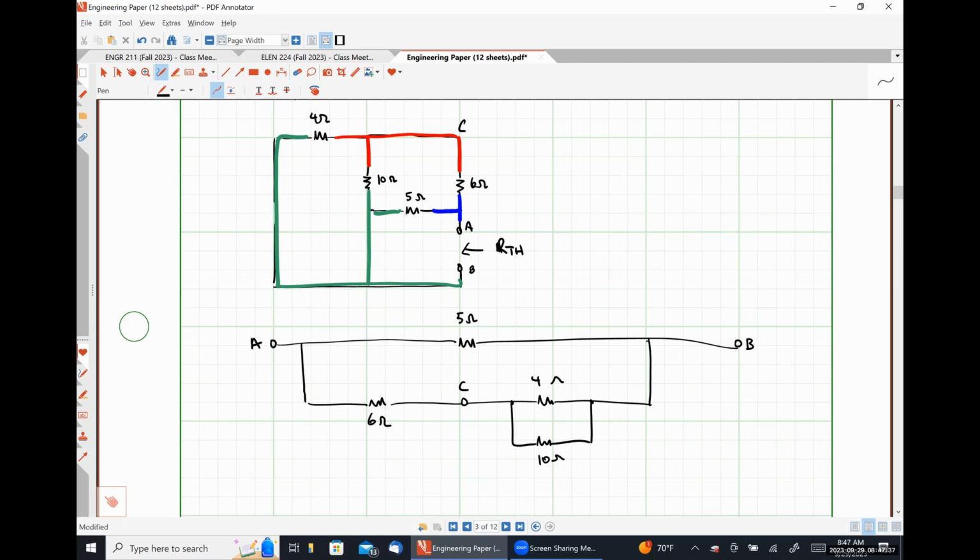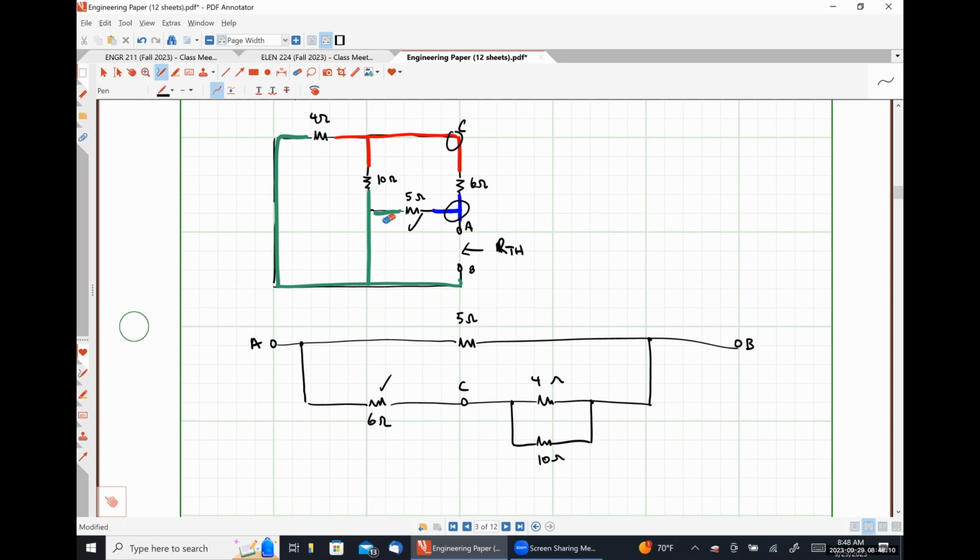So before we move along with this, is this representation correct? I don't personally see anything wrong with it, but you know. So just to be clear, between A and B, we have the 5. Between A and C, we have the 6. And then between C and B, we have the 4 and the 10. So that checks out to me.